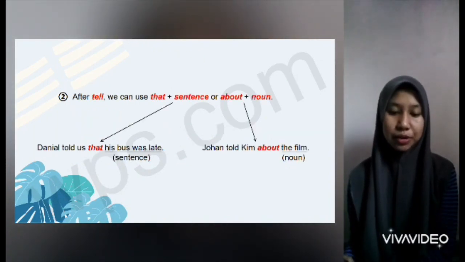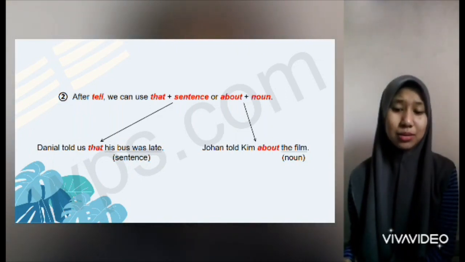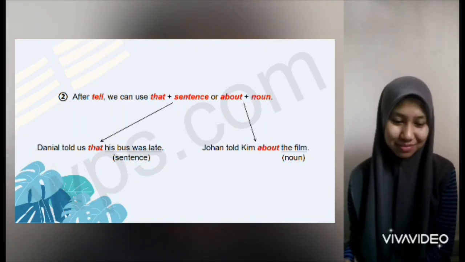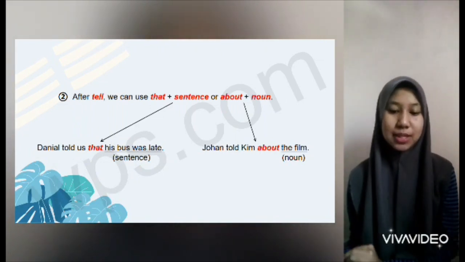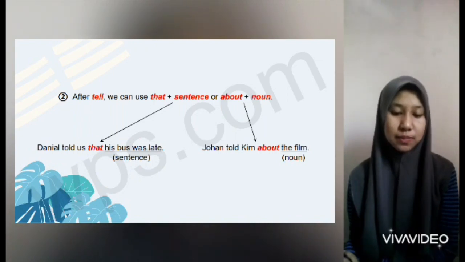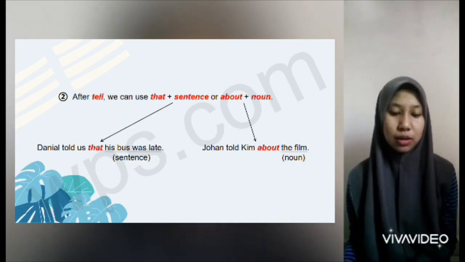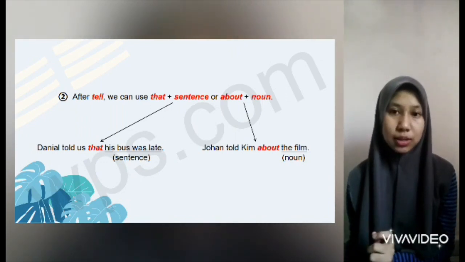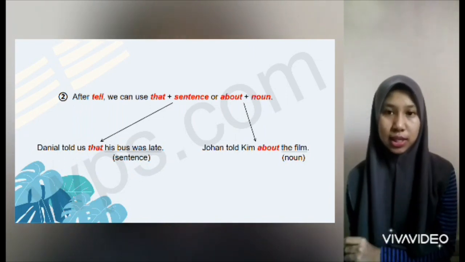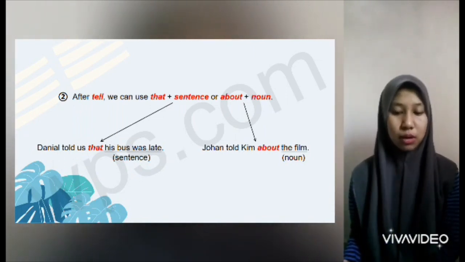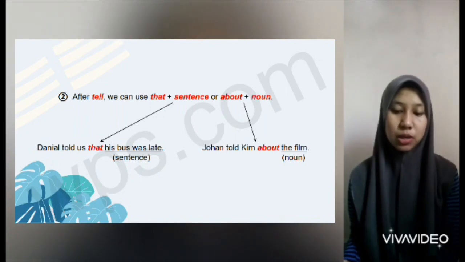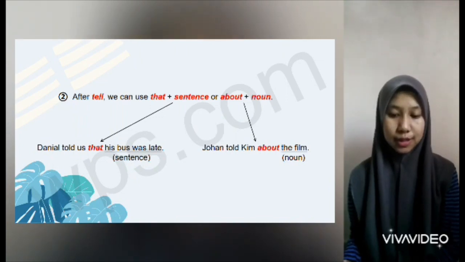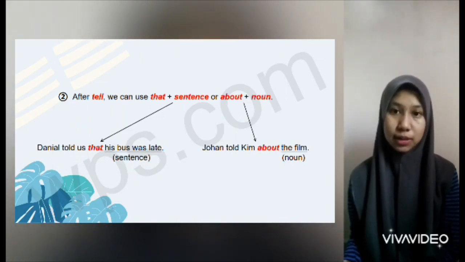After tell, we can use that plus sentence, or noun plus about plus noun. For example, that plus sentence, Daniel told us that his bus was late. So we can see after that it put a sentence, and the sentence is his bus was late. And about plus noun, Johan told Kim about the film. After about, they put a noun, and the noun is the film.